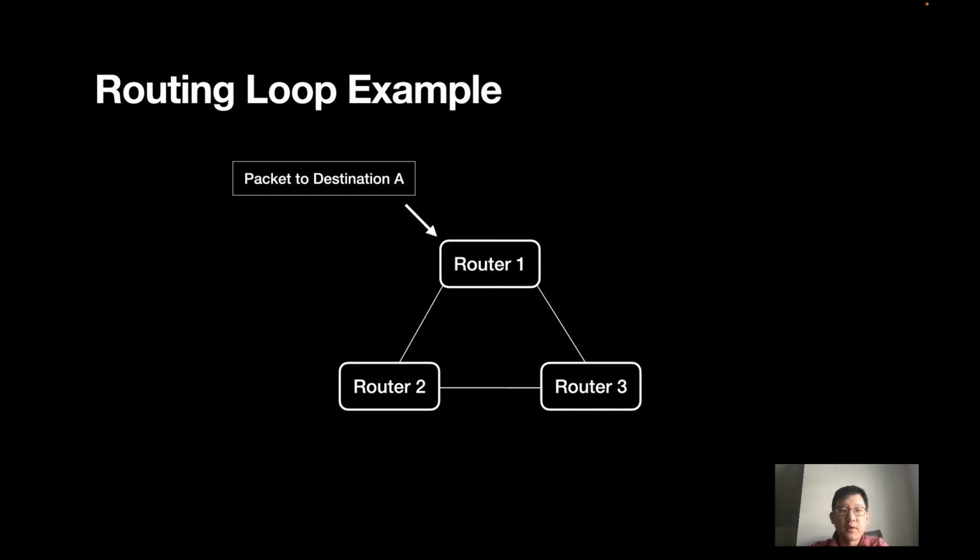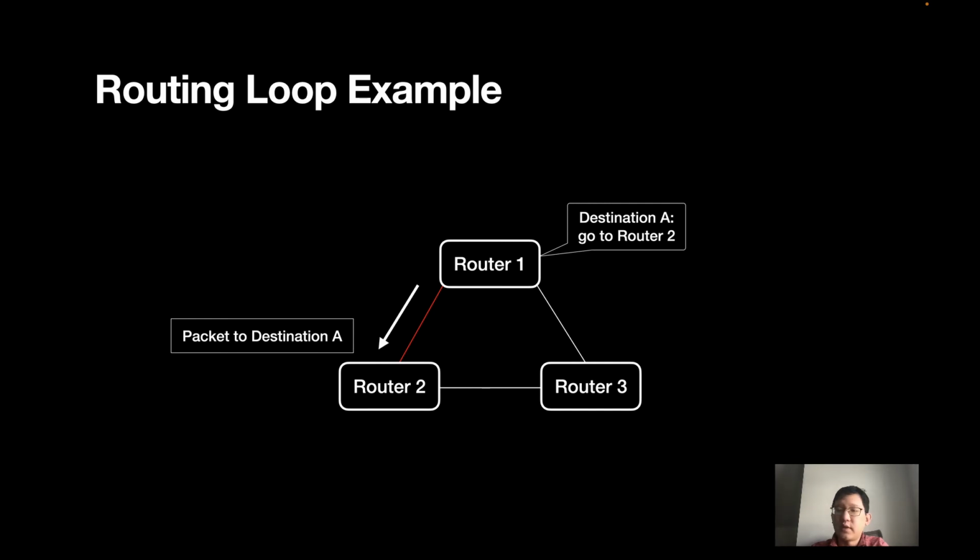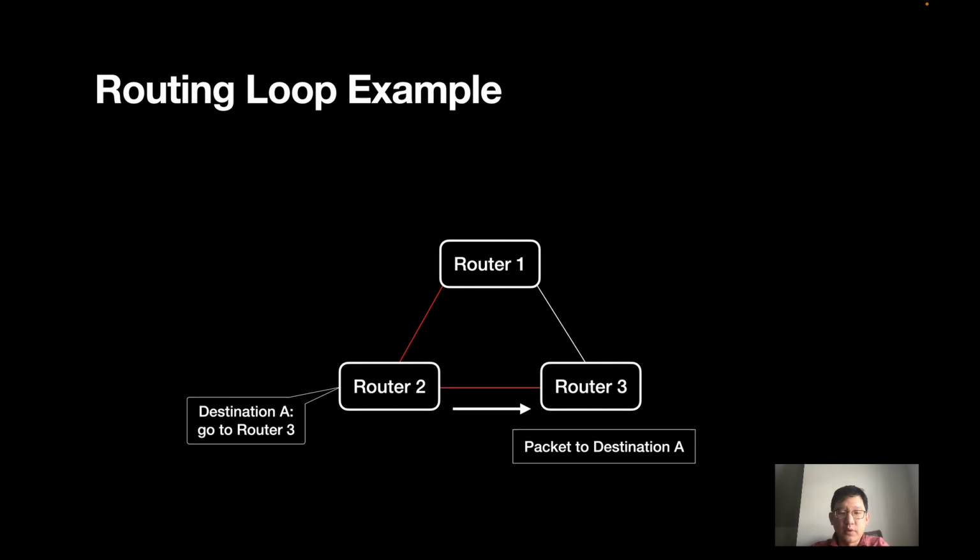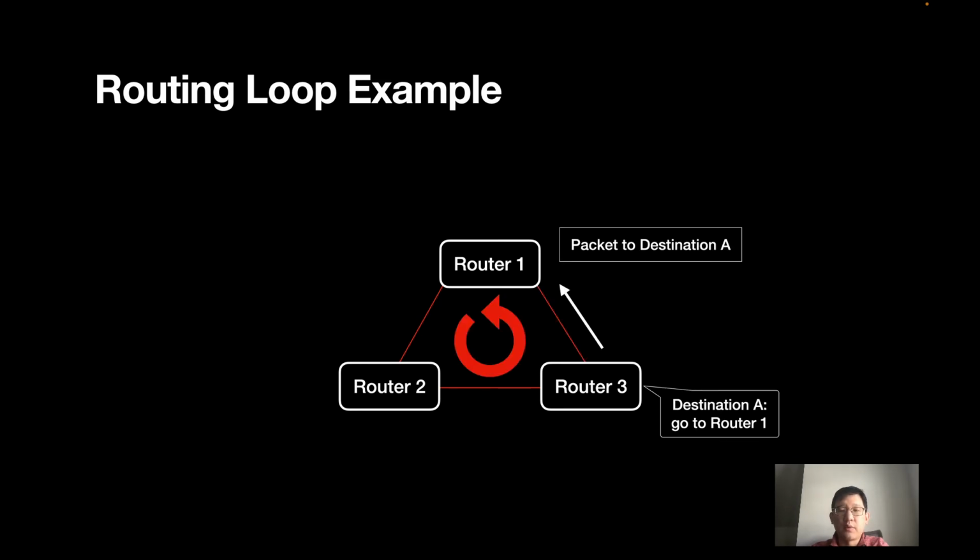So let's say we have a packet going to destination A, and it doesn't matter where destination A is. In router 1's routing table, it says, well, for destination A, go to router 2. So router 1 forwards the packet to router 2. In router 2's routing table, it says for destination A, go to router 3. So router 2 sends the packet to router 3. In router 3's routing table, it says for destination A, go to router 1. So it sends the packet to router 1. And at this point, you've gone from router 1, 2, 3, then back to 1. And that's a loop in the routing.